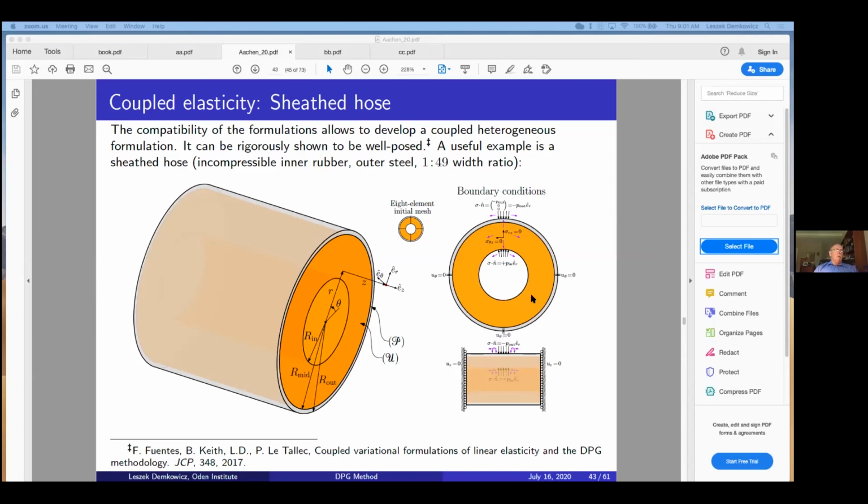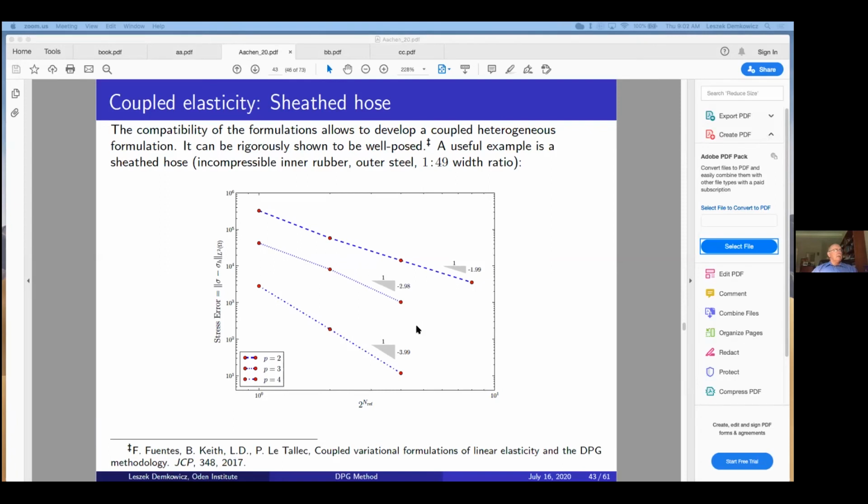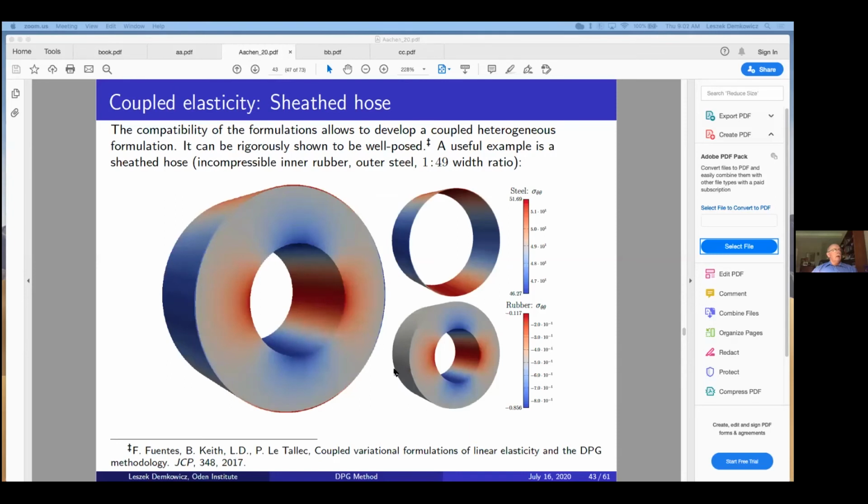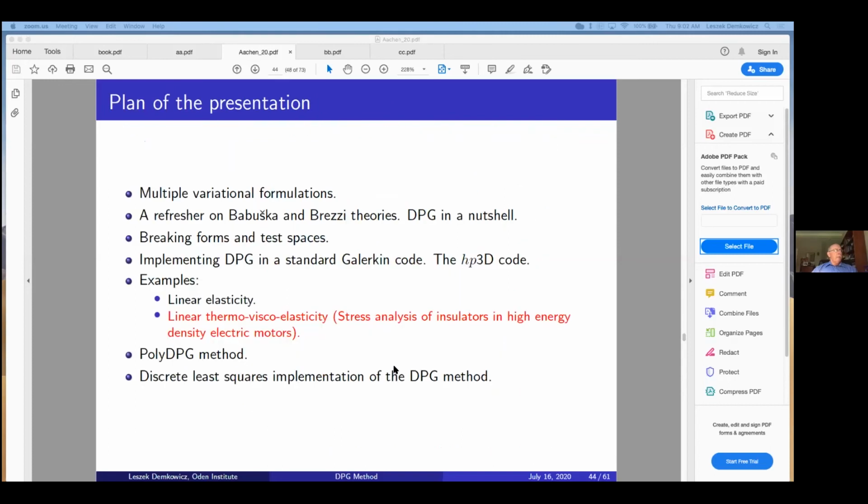I mentioned that before. We use the ultra weak formulation, and then we couple that ultra weak with the standard formulation for the metal sheath, because there was no issue of stability. And we managed to solve this problem. You can see the tests in that paper and the results. Here, actually, the convergence curves are shown for different P's. This is supposed to move, but it doesn't, so just a few static pictures, okay?